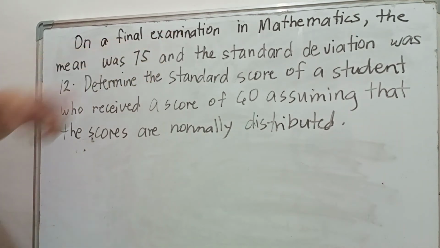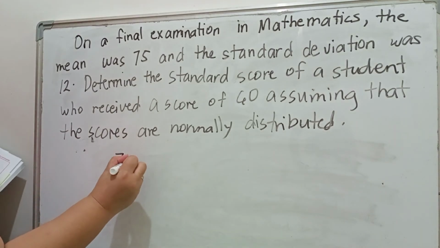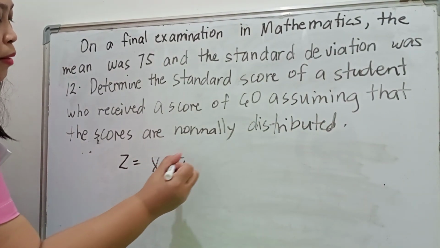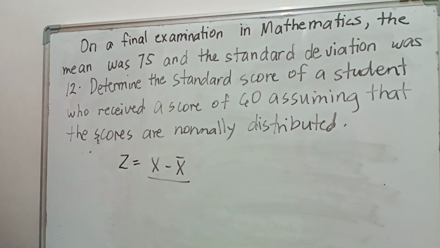Okay, class, let us have another example in finding the Z-score. On a final examination in mathematics, the mean was 75 and the standard deviation was 12. Determine the standard score of a student who received a score of 60, assuming that the scores are normally distributed. In this example, we are going to use it as a sample. Like in our first example, you need to follow the steps. First step, use the computing formula for finding the Z-score of sample data: Z-score equals the given measurement minus the sample mean, all over the sample standard deviation.